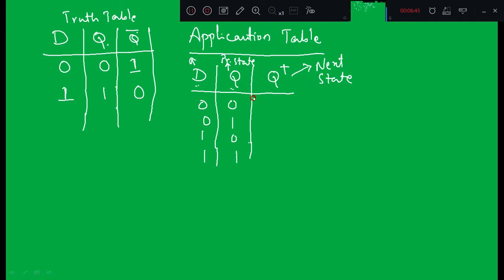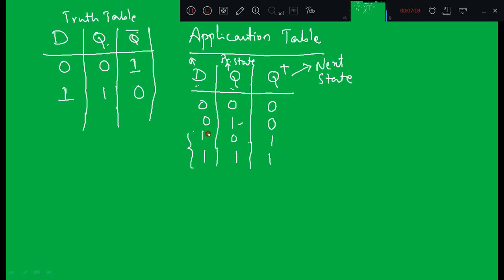So now we are going to generate the next state value, right? So 0 0, since D is 0, whatever may be the previous value, next state value is going to remain 0. Since D is again 0, here previous value is 1, right? Irrespective of this previous value, next state value is going to remain 0, right? Similarly, for these two combinations, D is 1, so Q plus is going to remain 1 for both the previous values, that is either 0 or 1.